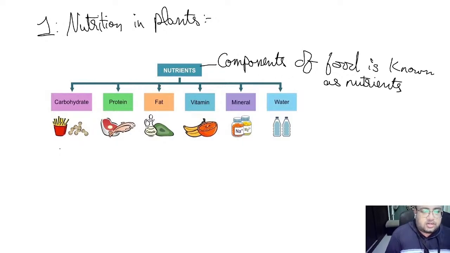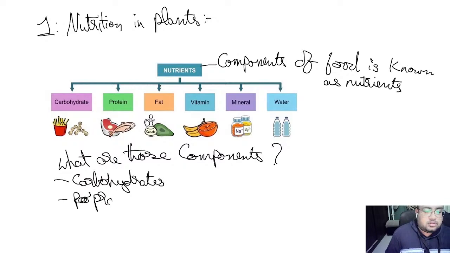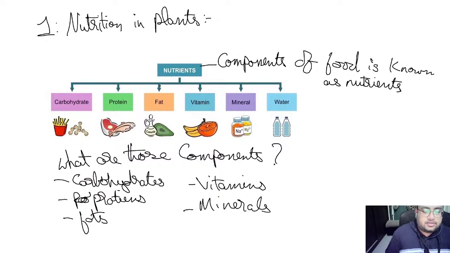So what are those components? Those components are carbohydrates, proteins, fats, vitamins, and minerals. These are the components of food. What are they useful for? How are they useful to living organisms?